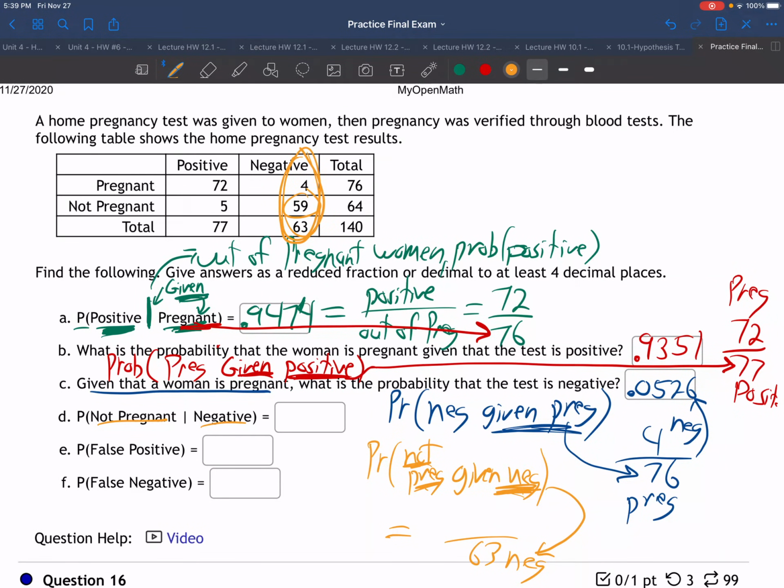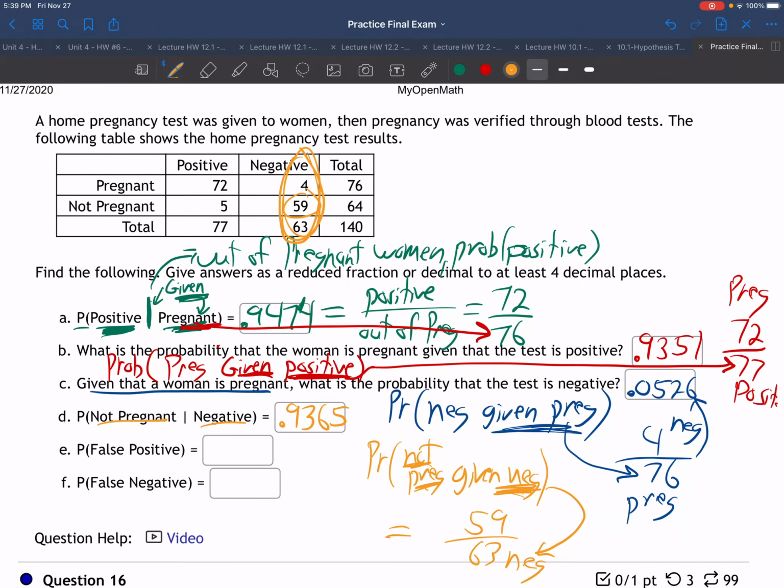Well, 59 of them are not pregnant. 59 divided by 63. We'd hope most of them, right? They tested negative. They shouldn't be pregnant. I'm getting 0.9365. Good. All right.